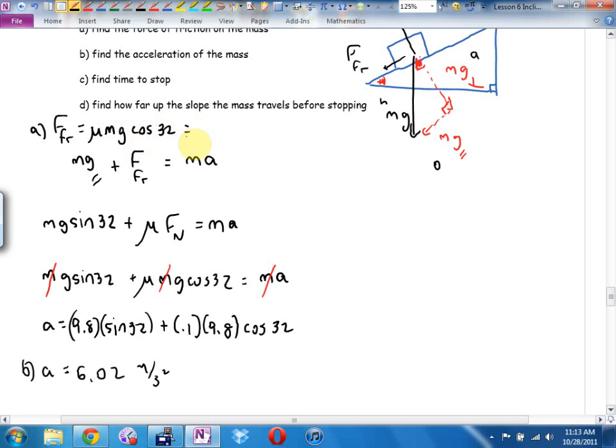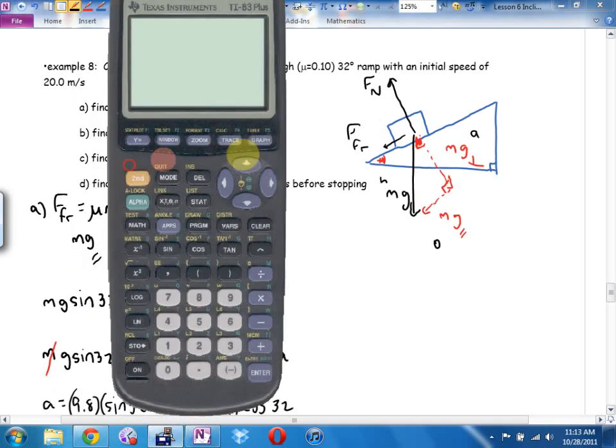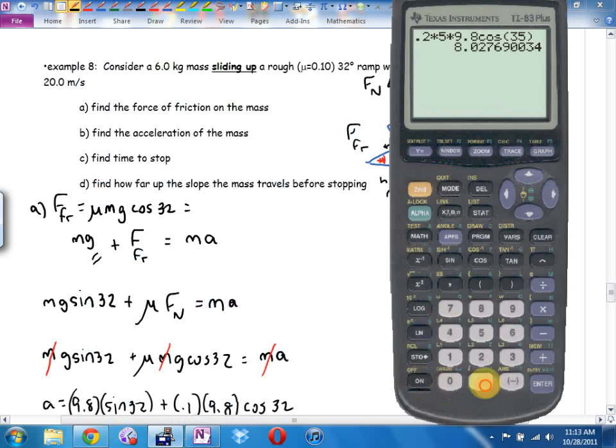0.83, that seems small. Is that right? How big is the mass? Well, 0.1 is a small coefficient of friction. Times 6 times 9.8 times the cos of 32. I'm getting something totally different, guys. 4.98, right? The mass doesn't cancel up here. It's this whole thing, including the mass for friction. 4.99 newtons.